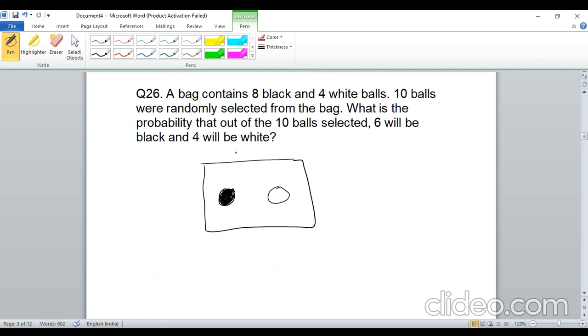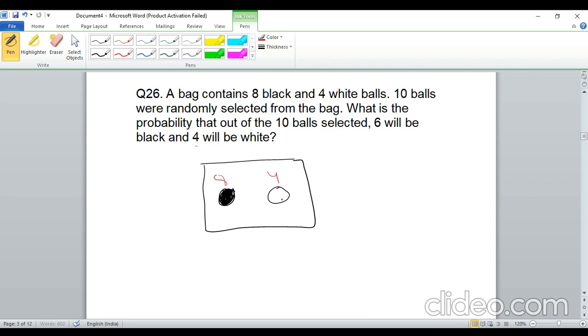Okay, next question, question number 26. This was from probability. Here a bag was given. That is, a bag contains 8 black and 4 white balls, and 10 balls were randomly selected from this bag. Then it was asked, what is the probability that out of these 10 balls selected, 6 will be black and 4 will be white? So we had eight black balls and 4 white balls. Now let us see how we can do this. 10 balls are selected randomly, right? And they were asking out of these 10 balls, what is the probability that 6 will be black? We know that 8 are black balls.